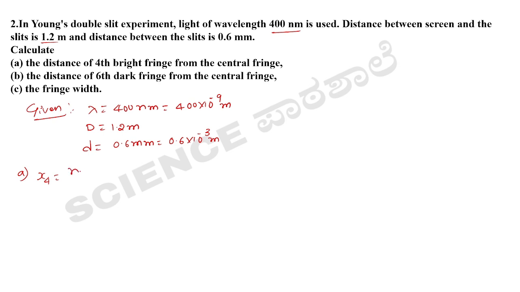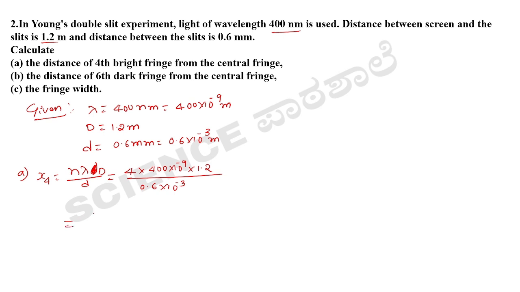That is n lambda D by, sorry, this is capital D by small d. What is n? That is 4. N is equal to 4, fourth bright fringe. Then what is lambda? 400 into 10 raised to minus 9 into what is capital D? 1.2 divided by small d, how much? 0.6 into 10 raised to minus 3.